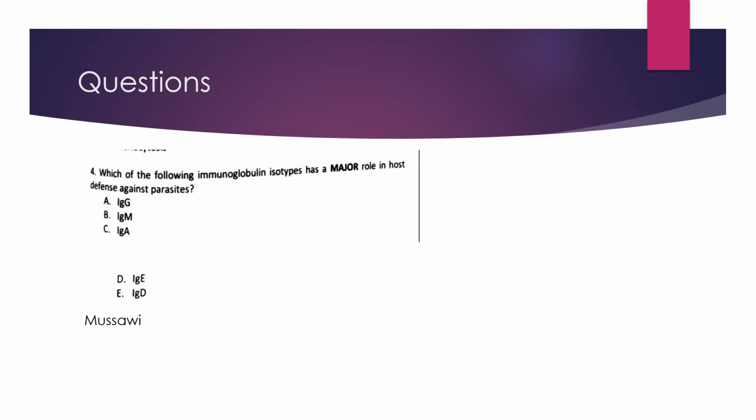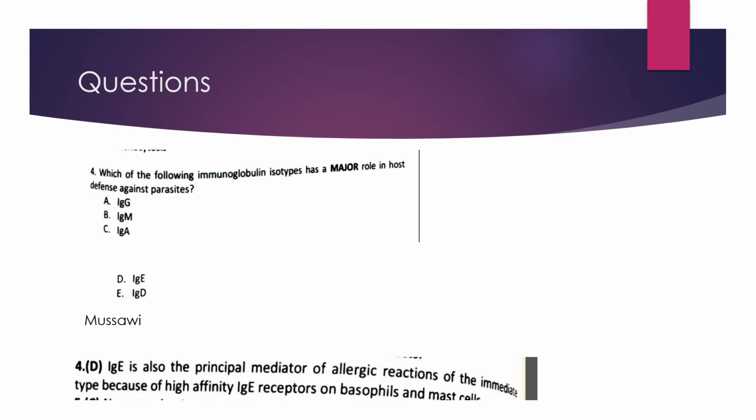Which of the following immunoglobulin isotypes has a major role in host defense against parasites? We said that before during the lecture or the video. The answer is D, IgE. Also the principal mediator of allergic reactions of the immediate type because of high affinity IgE receptors on basophils and mast cells.